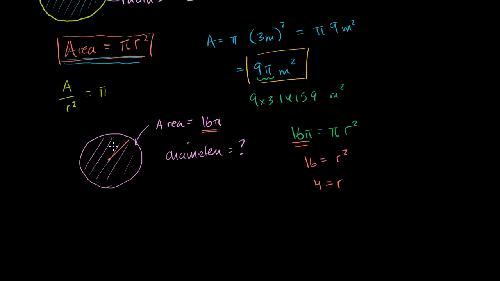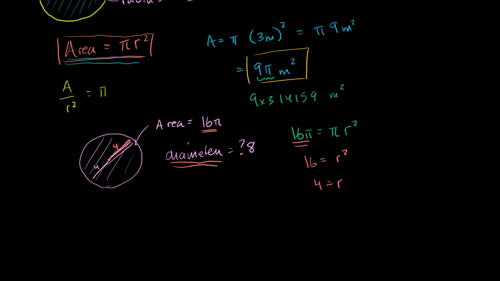So let's say that this has a radius of 4. Now, if the radius is 4, what is its diameter? Well, the diameter is always going to be 2 times the radius. So if this is 4, we're going to have another 4 there. So the diameter is equal to 8.